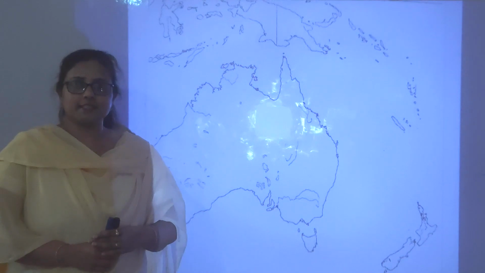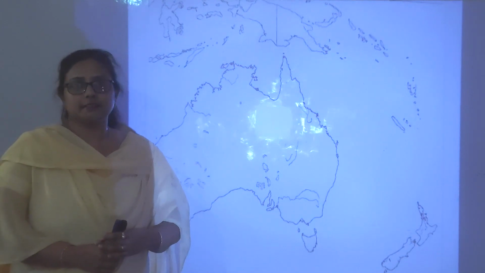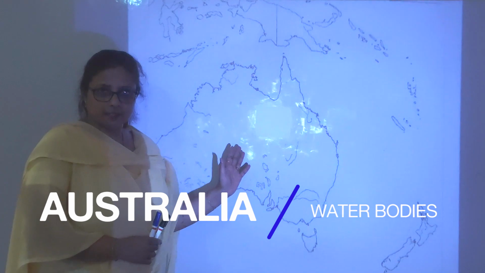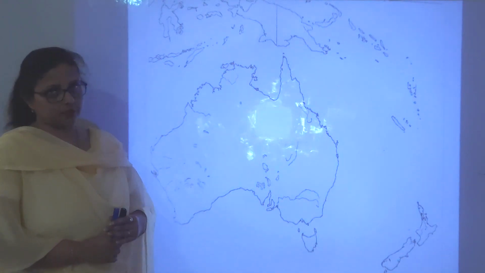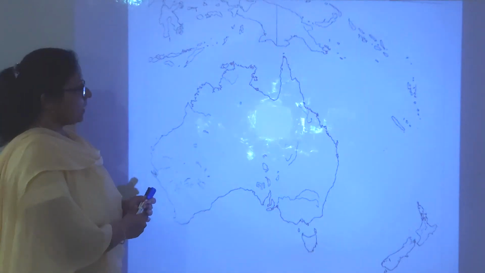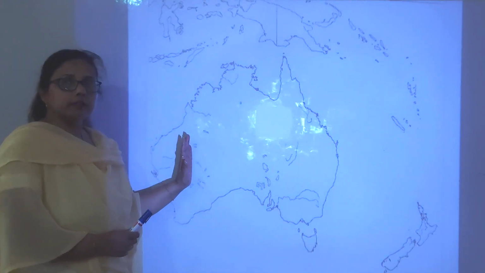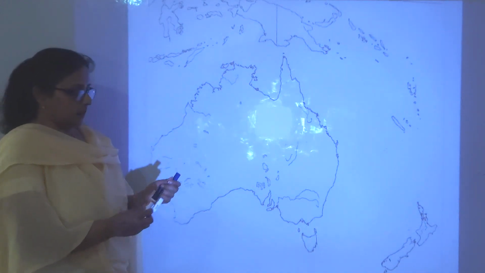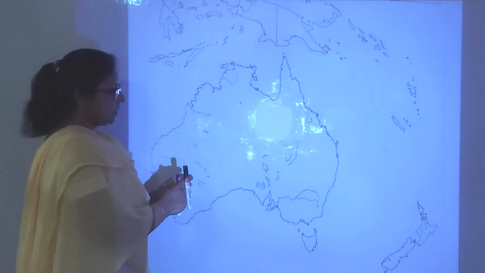So we come to the second part of the video where we will mark the different features of Australia. So let's start first with marking the water bodies in and around Australia. In this map, I will be going in a clockwise direction. So all of you please pay attention.